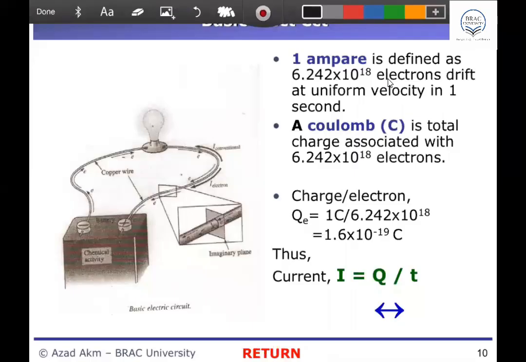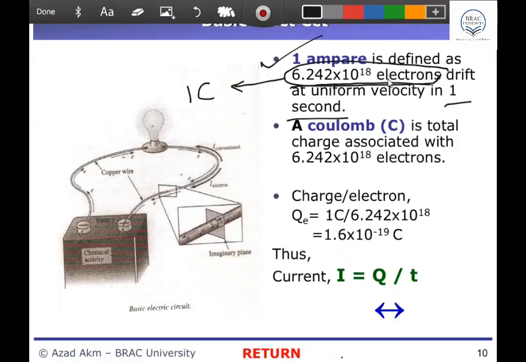Now, what is this current? I have written 1 ampere current, 5 ampere current there, but what is the definition of 1 ampere current? The 1 ampere current definition is, if this number of electrons drift at a velocity in 1 second, then it is called 1 ampere. That means this number of electrons, 6.242 into 10 to the power 18 electrons, actually carries the charge which is 1 coulomb charge. So it means 1 ampere current is actually defined as 1 coulomb charge flowing for 1 second.